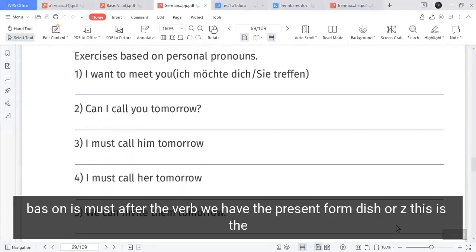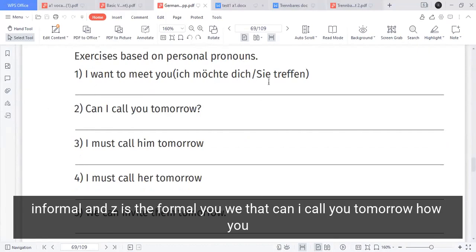Now let us move on to some sentences. Continuing sentences in German in the accusative form. So practice the accusative form based on the personal pronouns. Ich möchte. After the verb, we have the accusative form dich or sie. This is the informal and sie is the formal you. We know that.